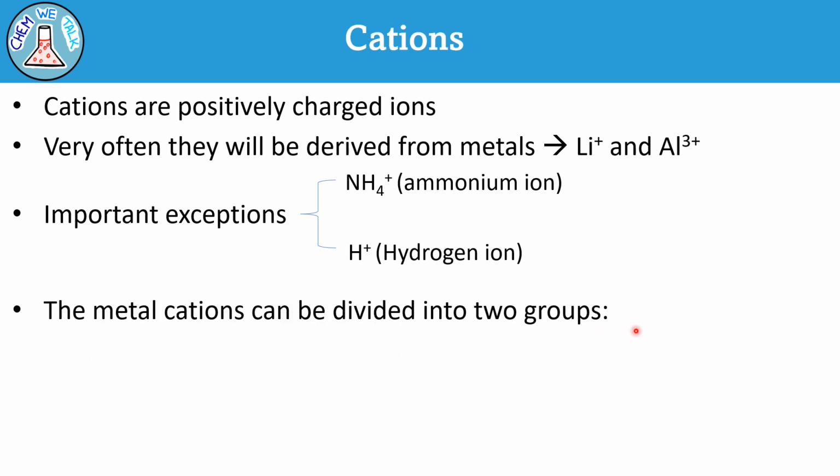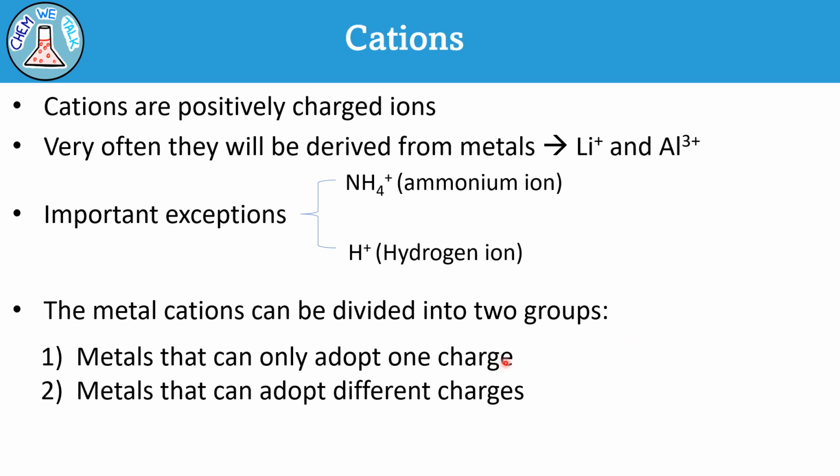Okay, out of the metal cations, we're going to divide those into two main groups. The first one, the group of the metals that can only adopt one charge. And secondly, we're going to have the metals that can adopt different charges. Let's start with the first group.